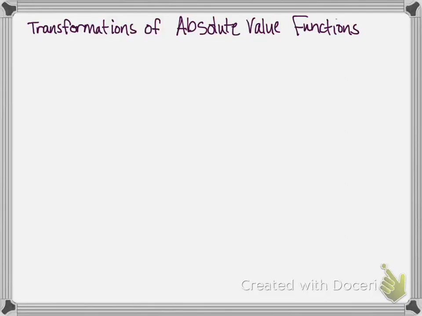Transformations of absolute value functions. So the first type of transformation we're going to look at are translations, which are basically shifts, and we can have translations going up and down or left and right.